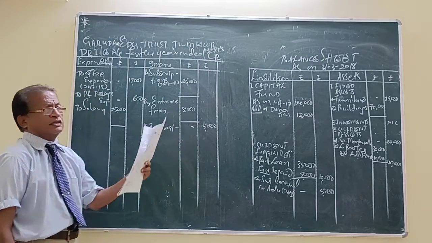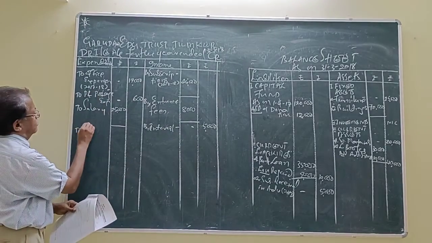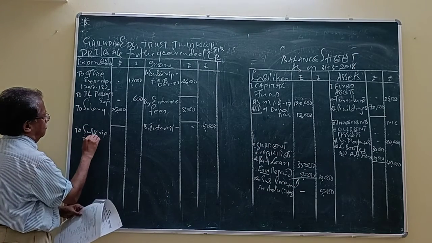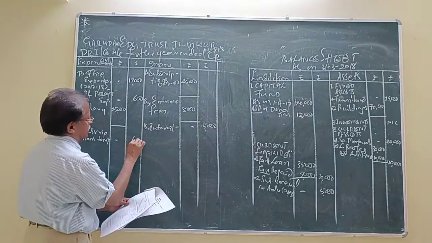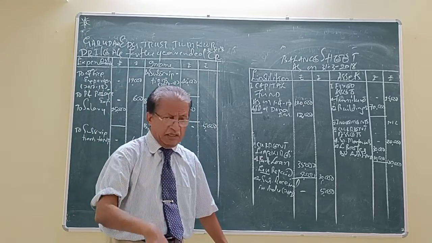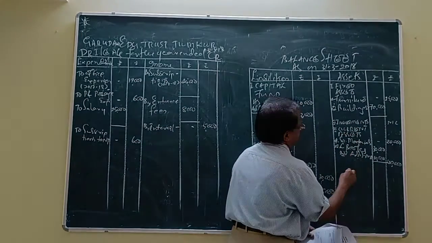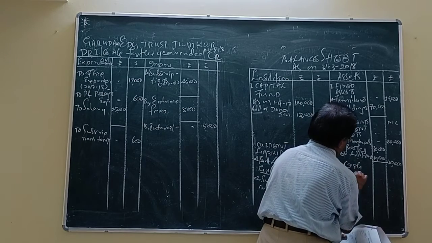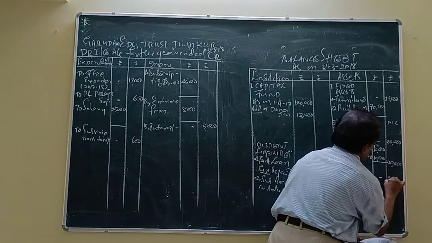Subscription to newspaper 600. It is revenue expenditure debited to income and expenditure account. So, subscription to newspaper, how much? 600. Last one, balance. How much? 26,800. It is the current year cash balance at the end of the year. It will be shown in the balance sheet under the heading current asset. Cash balance, how much? 26,800.